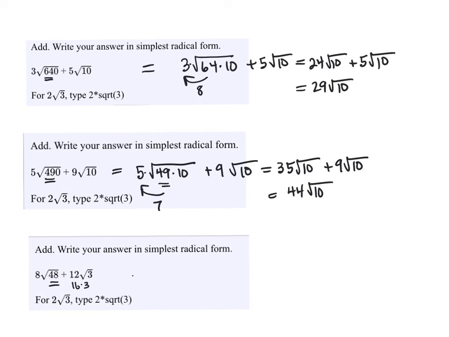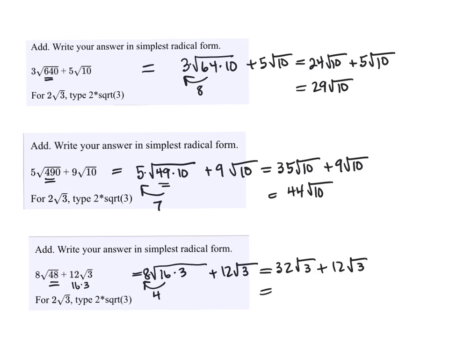Last example. All right, I already mentioned that 48 had a perfect square factor of 16. 16 times 3, got 8 out there, plus 12 root 3. The square root of 16 is 4. The 4 goes out front and you multiply. 4 times 8 is 32. 32 root 3 plus 12 root 3. 32 and 12 make 44. So 44 root 3 is my answer.